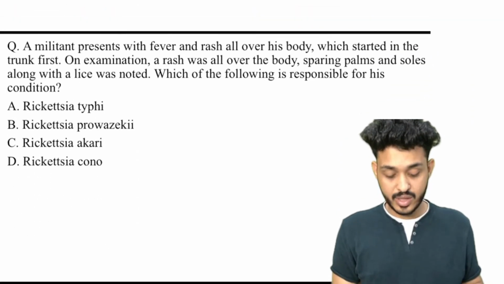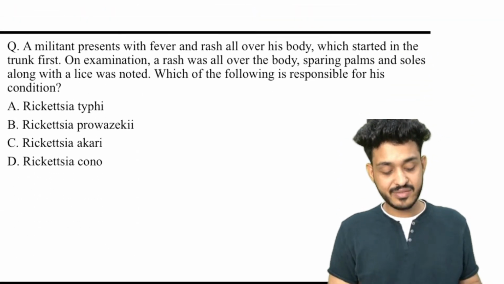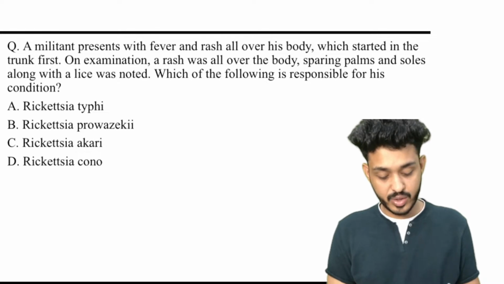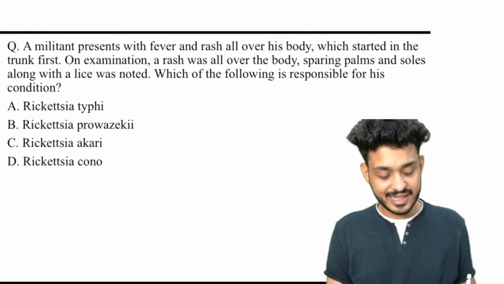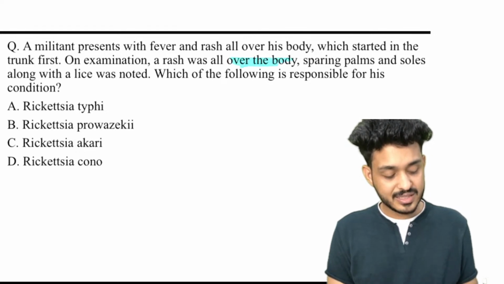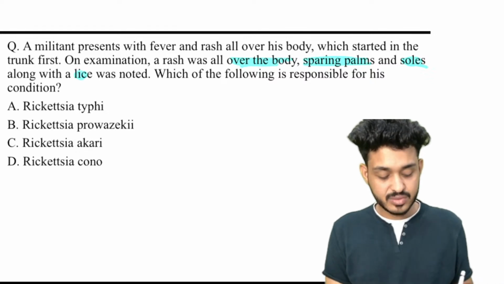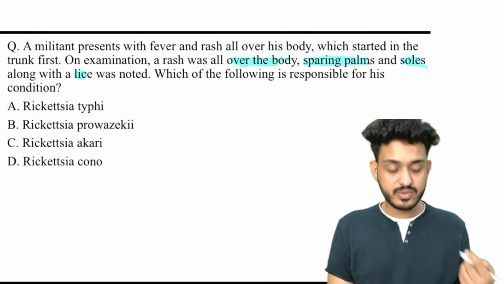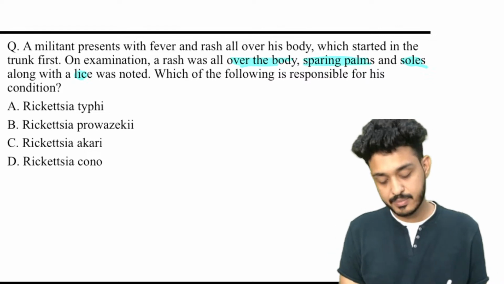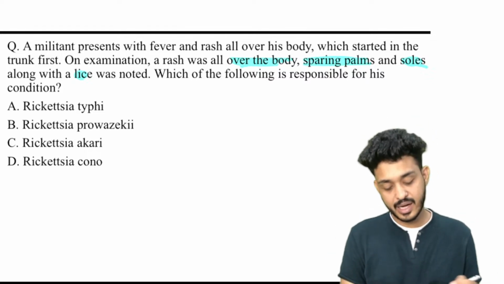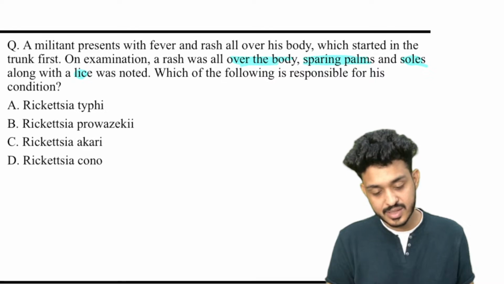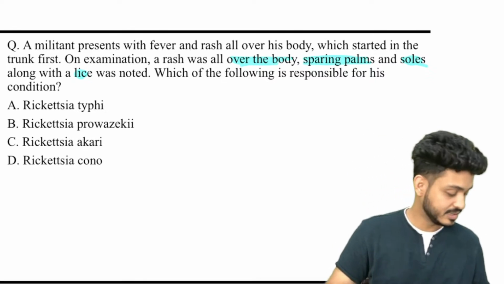Okay, now try to answer this one. A militant presents with fever and rash all over his body, which started in the trunk first. On examination, a rash was all over the body, sparing the palms and soles. Along with that, lice was noted. Okay, which of the following is responsible for the condition of this particular patient? Try to answer this one. So this is the question they are asking. Answer this one.